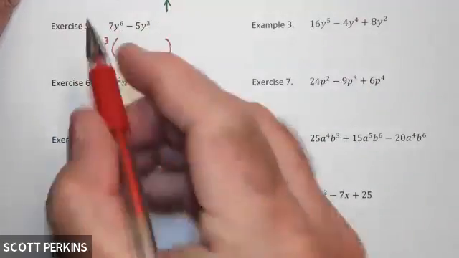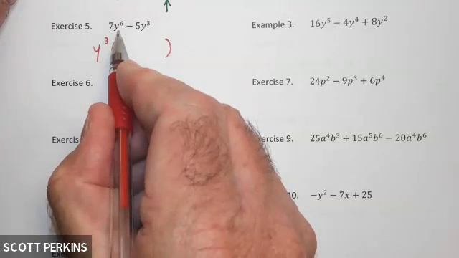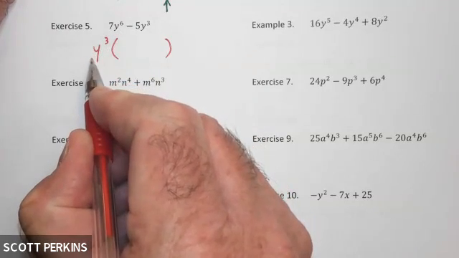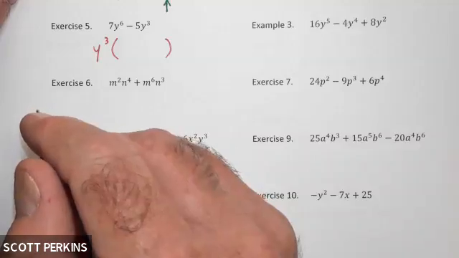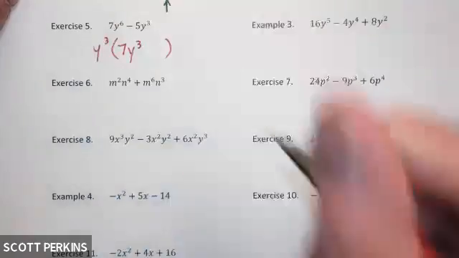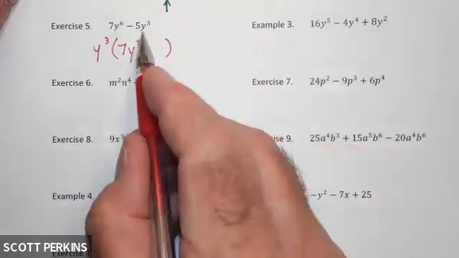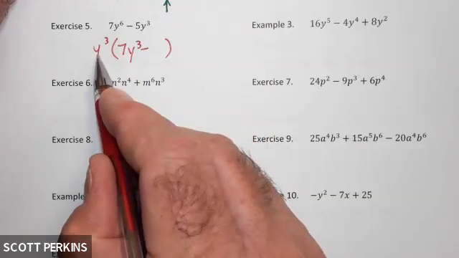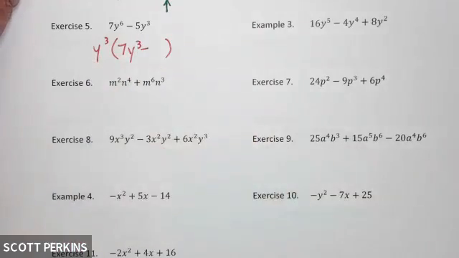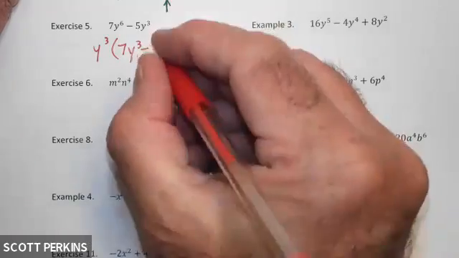So here we go. I started with 7y to the 6th. I factored out 3 of the y's. So what's left? Perfect. 7y to the 3rd. Excellent. Minus, I started with 5y to the 3rd. I factored the 3 y's out. What's left from the second term? 5. Just the 5. Excellent.